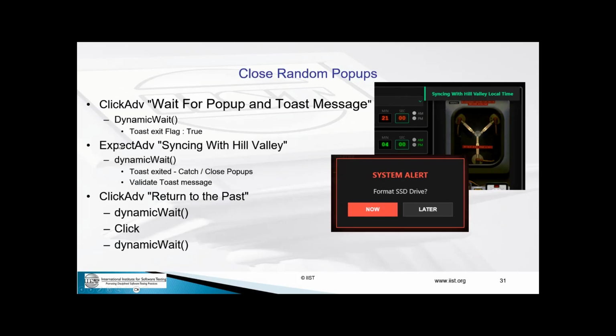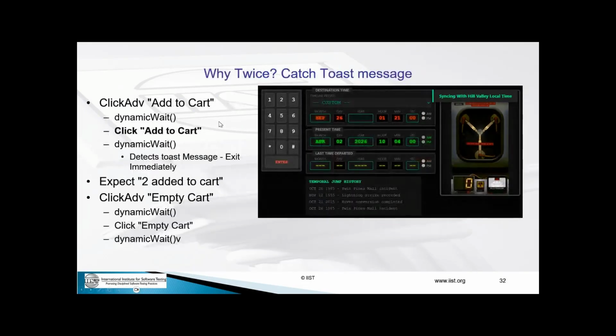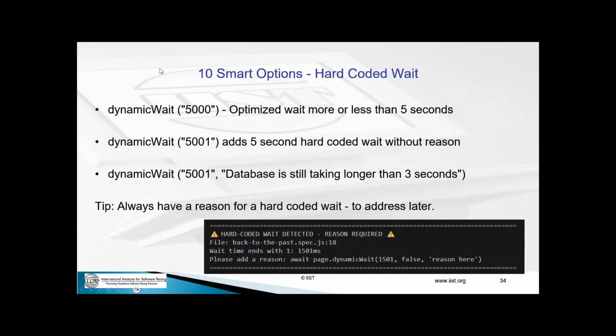So it's basically going through, picking up the toast message, synchronizing with the Hill Valley, closing that pop-up, and we are on our way out. As I mentioned, you do it twice because we want to catch this or the pop-up at the same time. And we're just down to our last few minutes over here. Our last thing is smart options, which is, what if you want to force that wait in there anyway? Well, these are the things that I like to put in there.